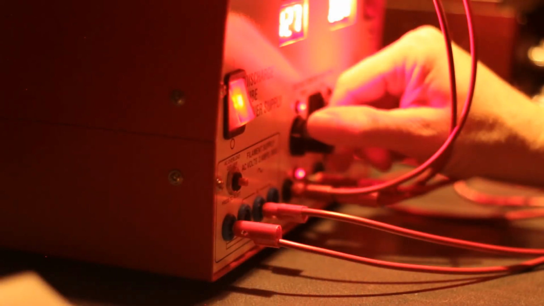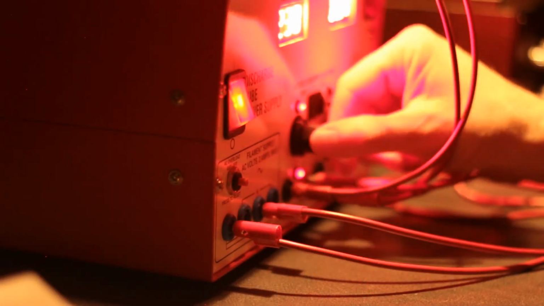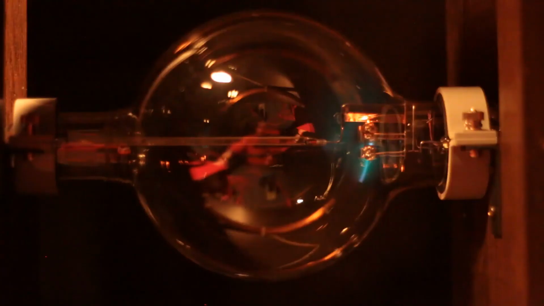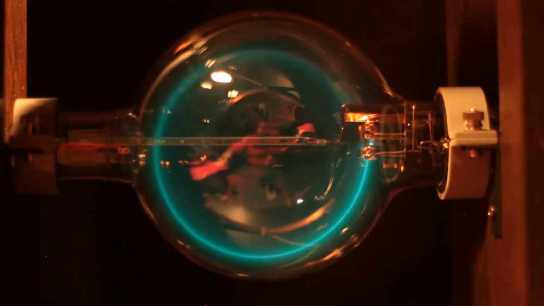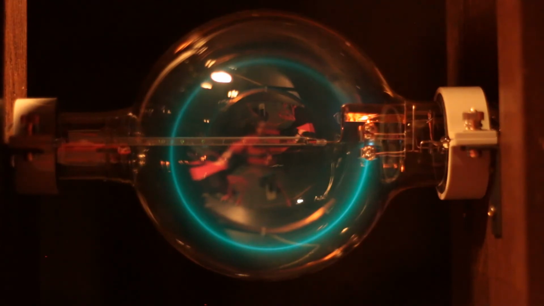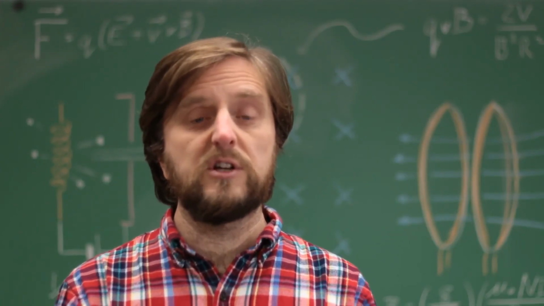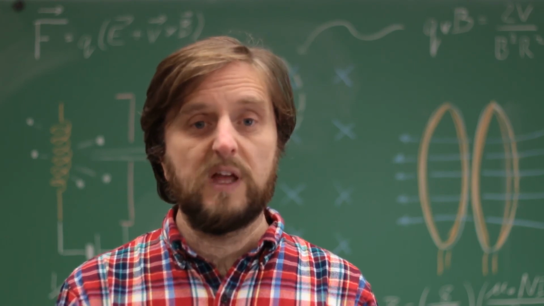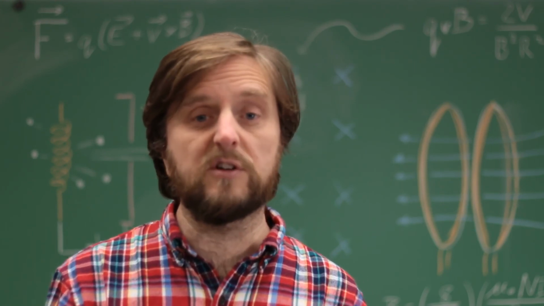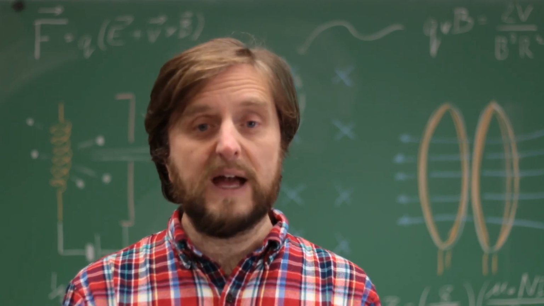So by varying the electric and magnetic fields acting on the electron, we can change the radius of the circle that it moves in. Simply measuring that circle allows us to measure the ratio of the charge to the mass of the electron. If you already know the charge of the electron, then you can measure the mass of the electron.